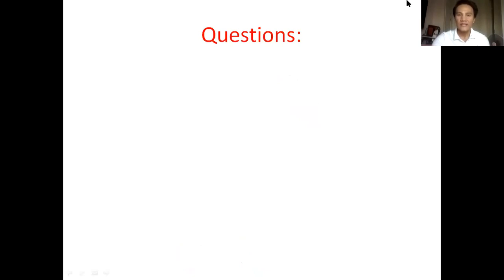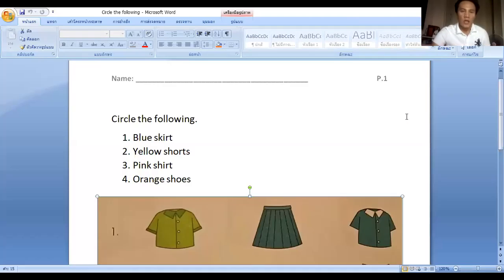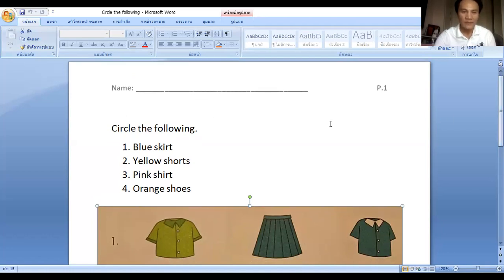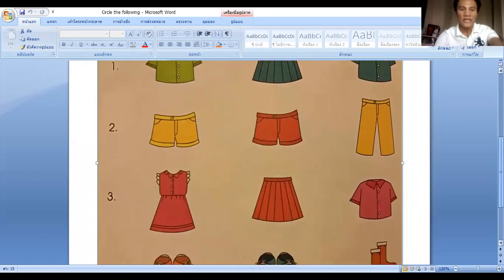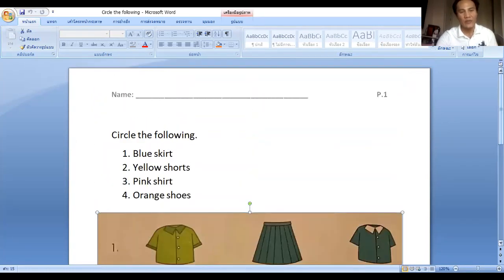Let us proceed with our, what is this? The worksheet. Okay, so this is our first worksheet. Now, do you see? Okay, you write your name here. Okay, you see it? Write your name here. Okay, what you will do is circle the following. We have 1, 2, 3, 4, and we also have here 1, 2, 3, 4 items. Okay, we have 4 items.